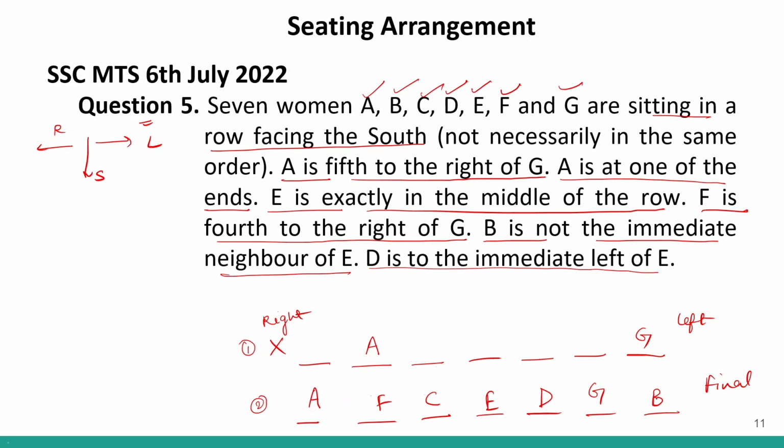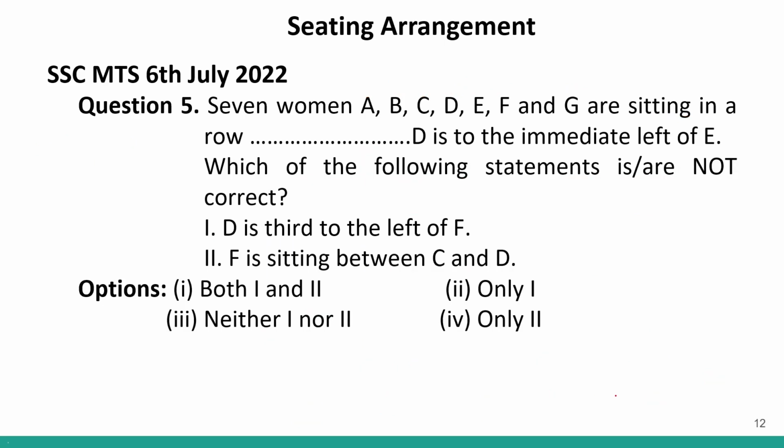I will write this arrangement in the next slide also. So in the next slide, I'm writing A, F, C, E, D, G, B. This is the right hand and this is the left hand, and they are facing the south. Correct? This was my final arrangement. Now, based on this arrangement, the question is, which of the following statements are not correct? So we have to find the ones that are incorrect.